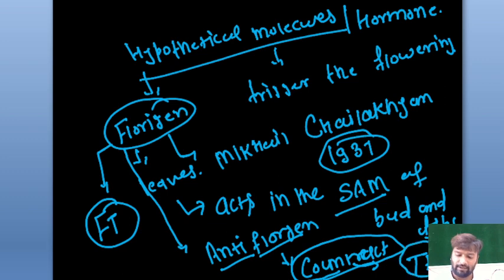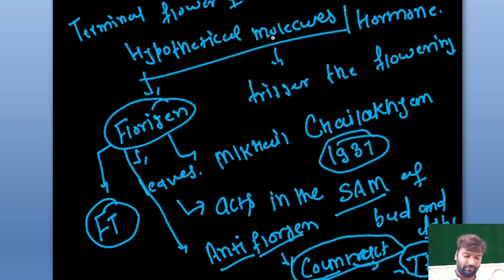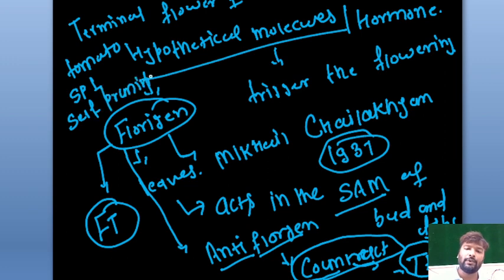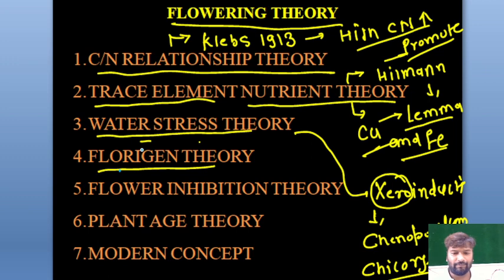TFL1 in Arabidopsis, that is also known as terminal flower 1. And in tomato, it's SP1, that is self pruning 1. So this is the florigen theory, which is given by Chailakhyan in 1937.